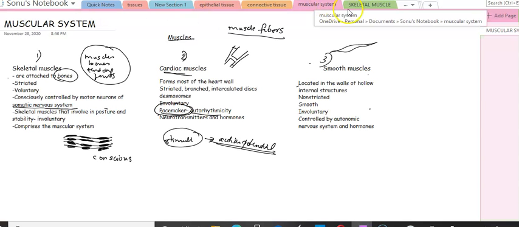Today's topic is about skeletal muscle, the structure and organization. So please watch my previous video on the muscular system, where we have discussed the different types of muscles, that is the skeletal, cardiac and smooth muscle, the basic differences between these three, and the functions and properties are also explained in that video. Please watch that video. Coming to this, it is about skeletal muscles in detail.